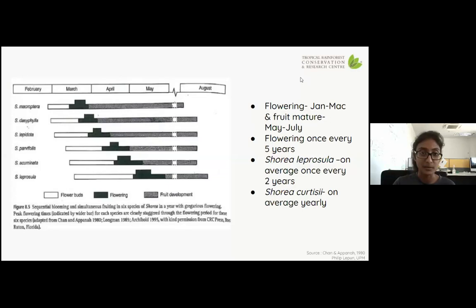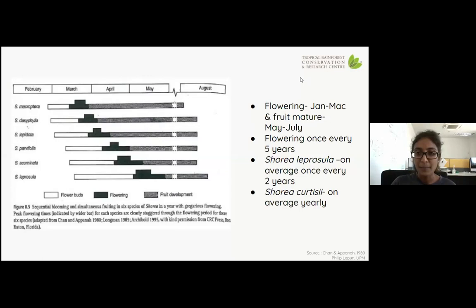to develop for a few months. And in general, in Malaysia, we say that the flowering period is from January to March and the fruiting period is from May to July. And we also say the flowering happens once every 5 years.